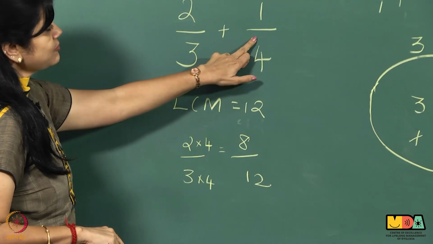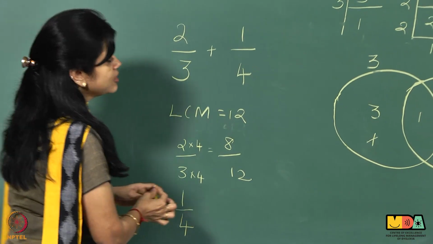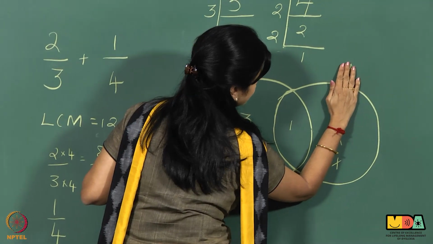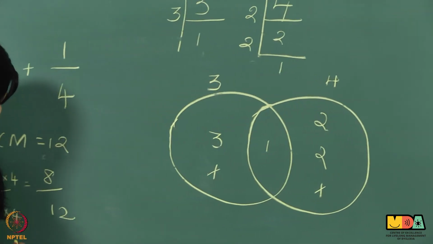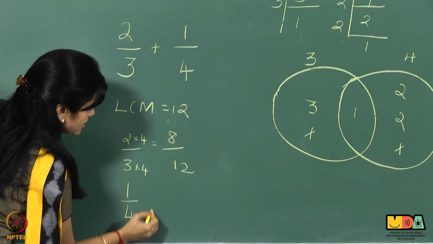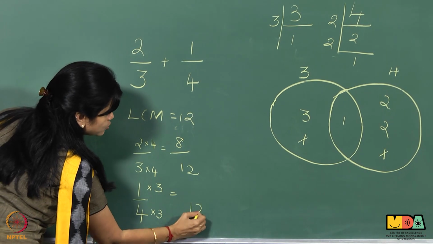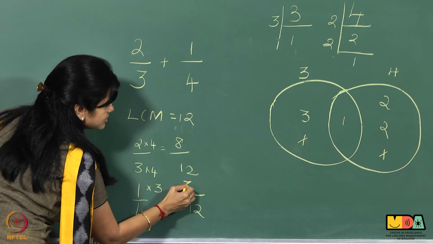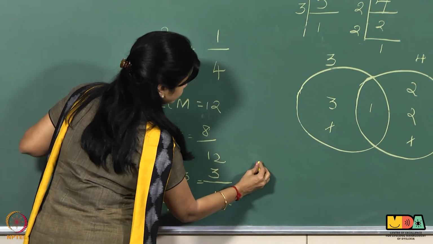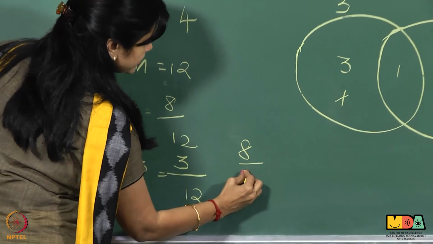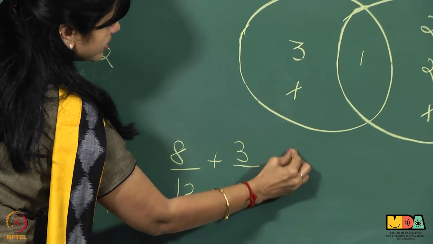Now, let us take the next fraction. The next fraction is 1 by 4. That means they are going to close the circle which is marked 4. The number that is visible is 3. That means they need to multiply this by 3, multiply this also by 3. Now, 4 into 3 is 12 and 1 into 3 is 3. So, when they add 2 by 3 and 1 by 4, that means they have to add 8 by 12 plus 3 by 12, which is 11 by 12.